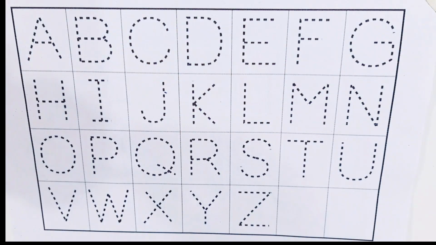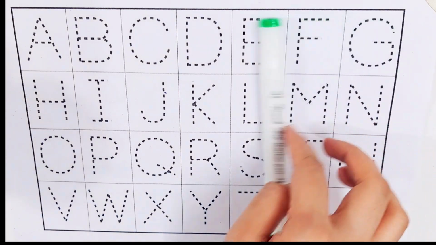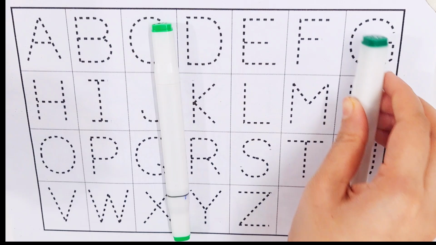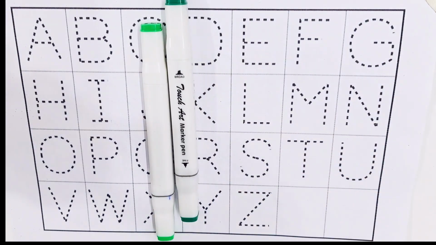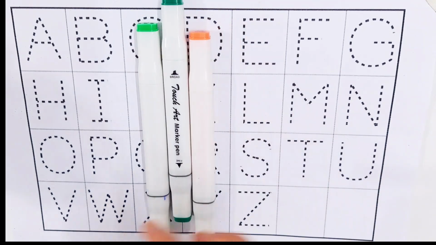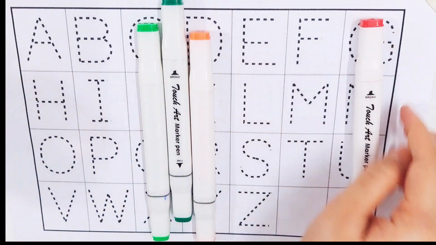Hello kids! Let's learn some color names. Light green color, dark green color, orange color, red color.